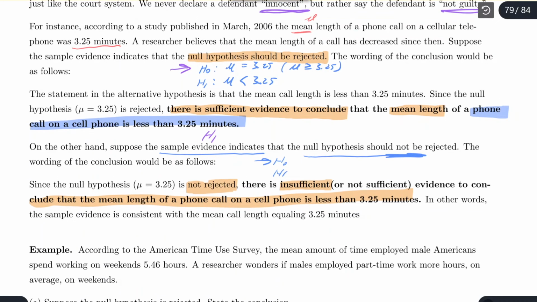So again, the idea is always H naught versus H1, but the important thing is we either reject or don't reject H naught. And in conclusion, when we actually say the words, we only use the alternative hypothesis: either enough evidence to support H1 or not enough evidence to support H1. So let's look at some practice.